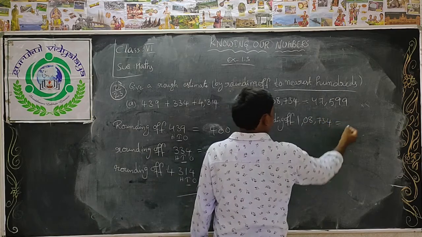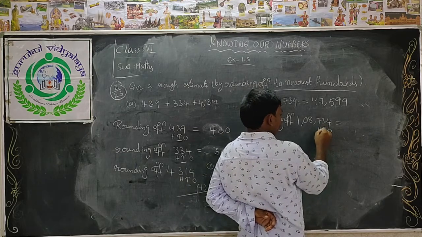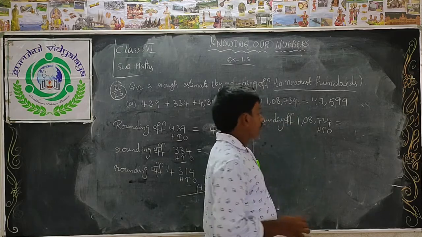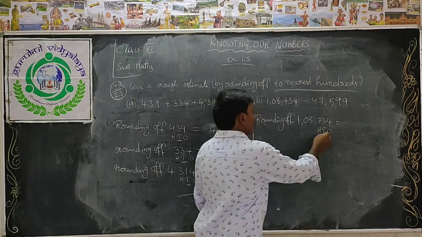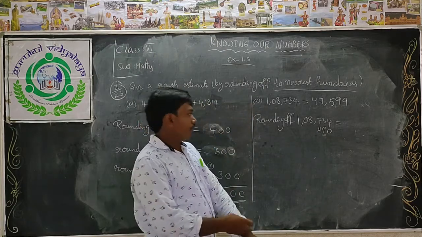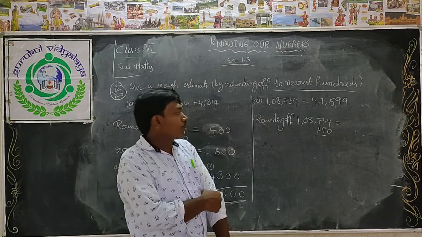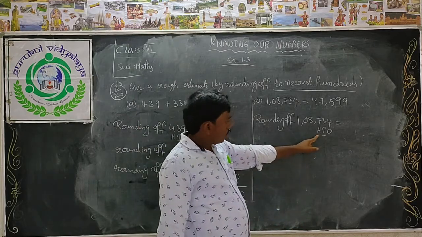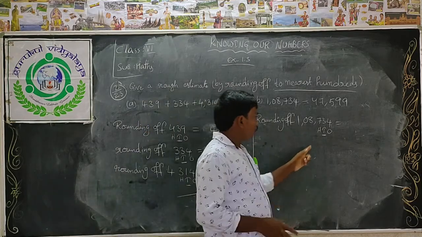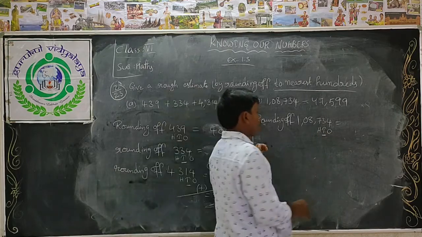1,08,734. This is the ones place, tens place, hundreds place. Why do we write the nearest hundred now? Children, check again the tens place value. Again I am saying the rule: if the tens place value is less than 5, no need to change the hundreds place and the place values in front of it. Only the tens place and ones place will be 0.